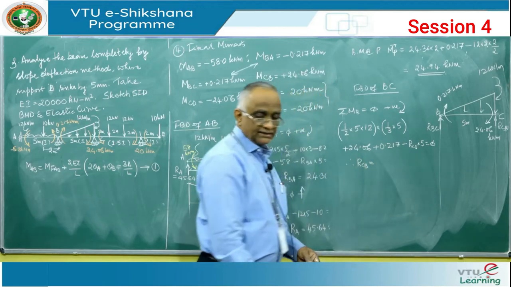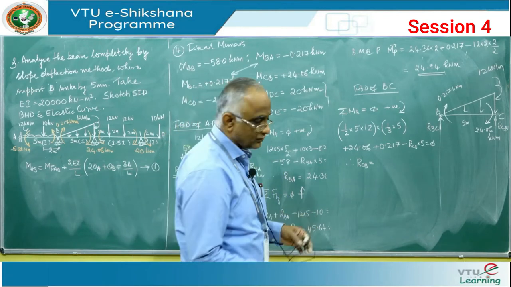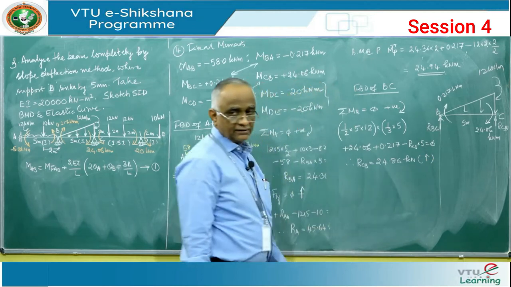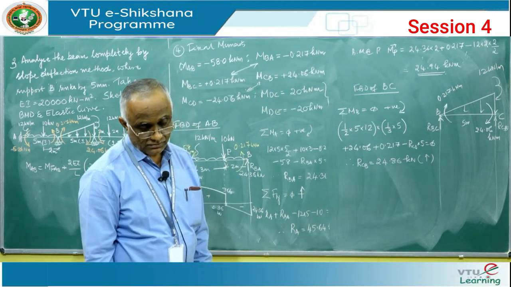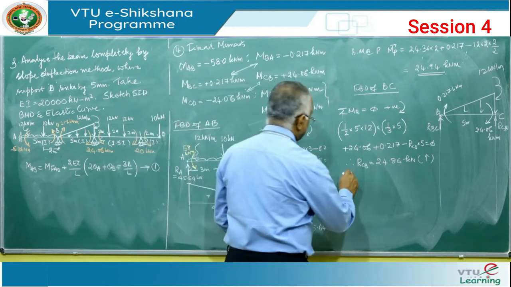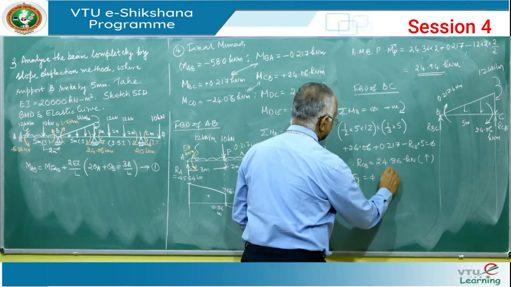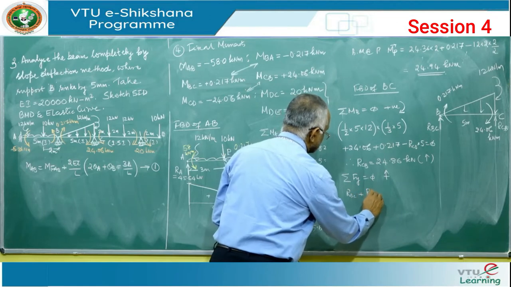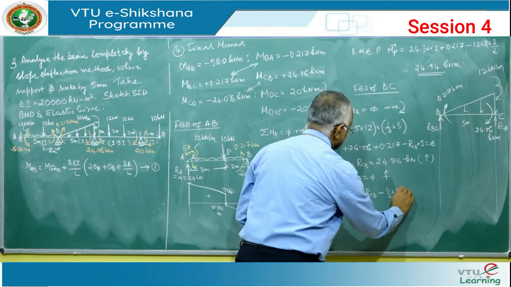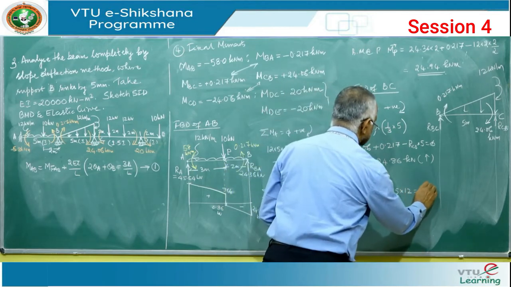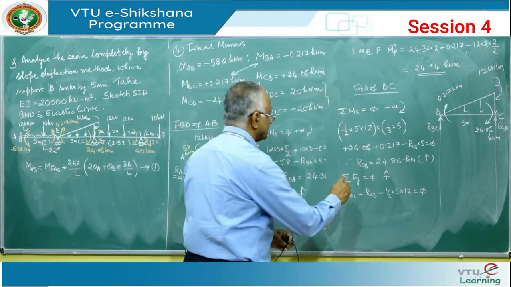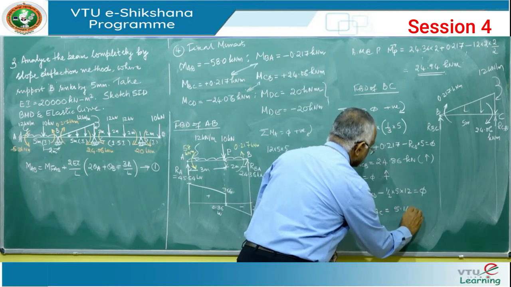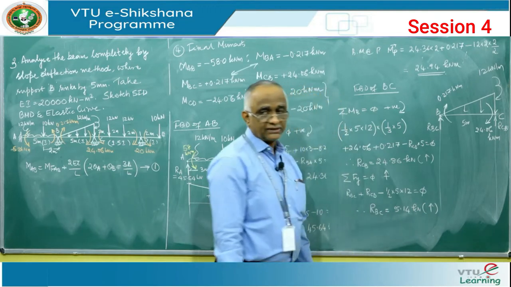You can check the answer. RCB comes to 24.86 kilonewton, of course, acting upwards. Take the other equation, sigma of Fy equal to 0. Total load is half into base into height. RBC plus RCB minus half into 5 into 12 is equal to 0. 6 into 5, 30. So total 30 minus 24.86 is the reaction at B. So therefore RBC is 30 minus 24.86, is 5.14 kilonewton. Again, this one is also acting upwards.